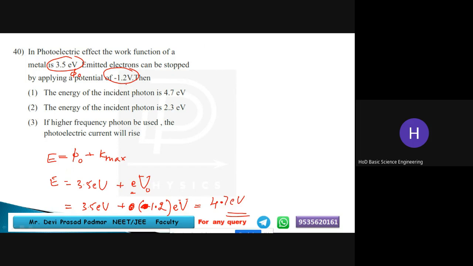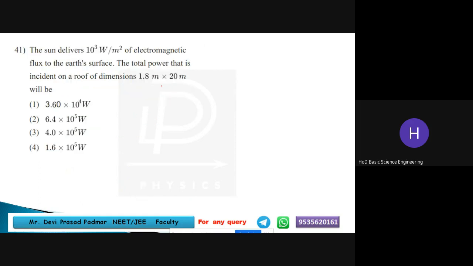Question number 40. Energy of incident photon you have to calculate, right? Let's move on to the next one.